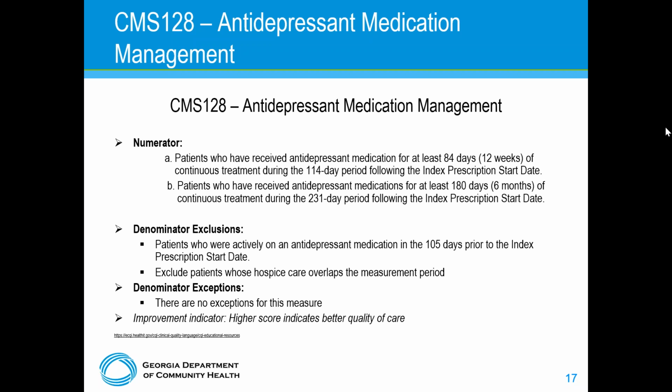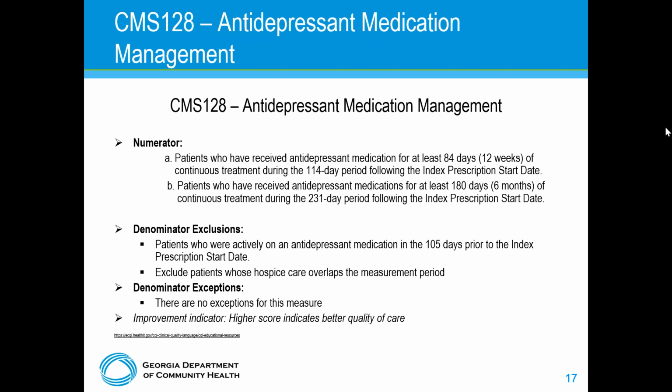There are no denominator exceptions for this measure, and in order to identify new treatment episodes for major depression, there must be a 90-day negative medication history. So what that means is for this period of time in which the patient is not taking any antidepressant medication. Therefore, the patients who are being treated with antidepressant medication within that 105 days prior, those will be excluded.